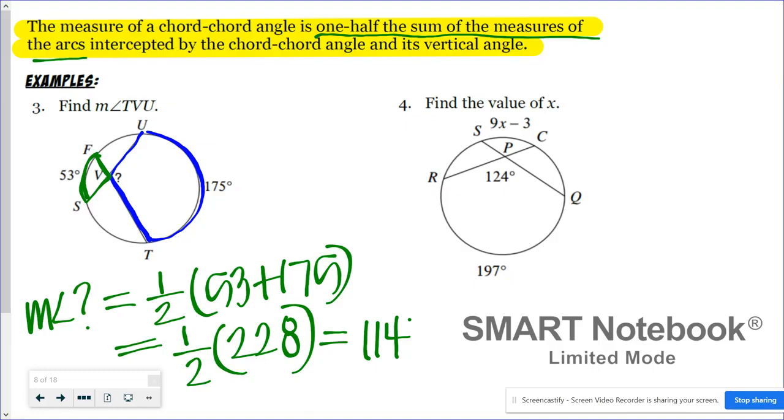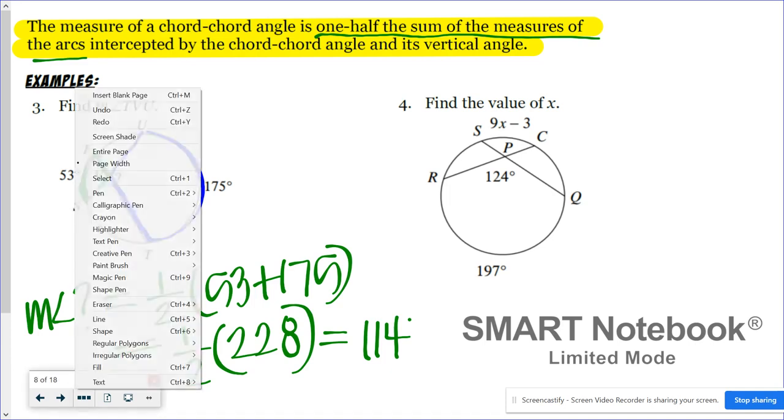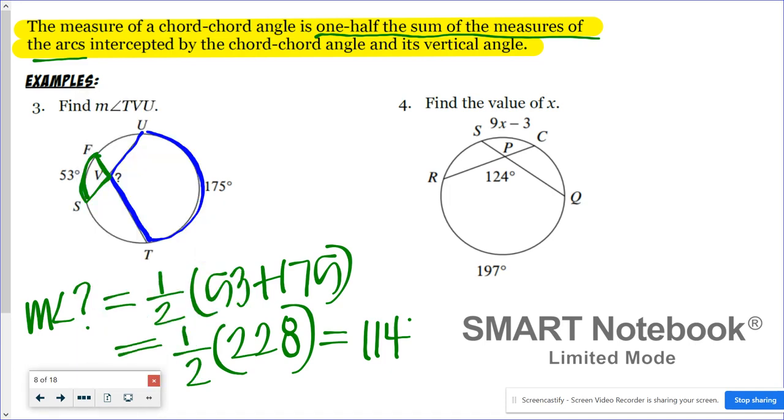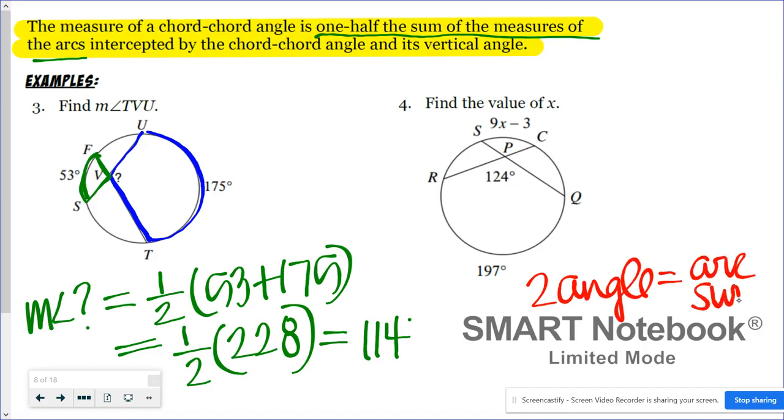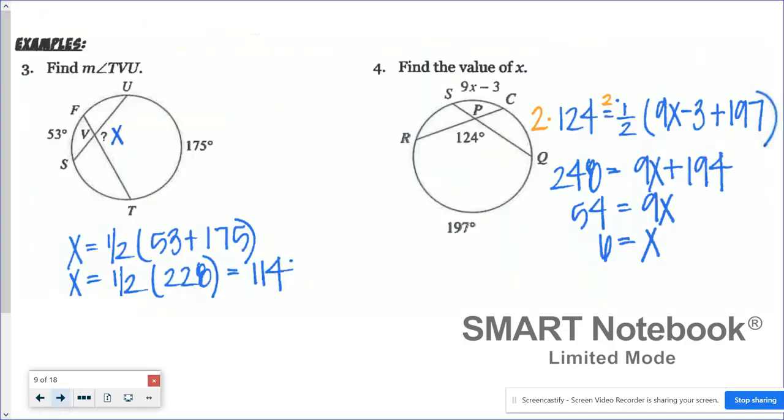Now, if you have a vertex on the inside problem and algebra, I think it's a lot better to use the rule that says 2 times the angle is equal to the sum of the two arcs. So I'll just call that the arc sum. I think that's a lot better for problems involving algebra like number 4 is. So I would go 2 times my angle of 124 is equal to the arc sum of 9x minus 3 plus 197. So I've already done this, okay?